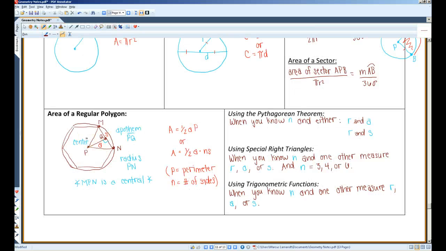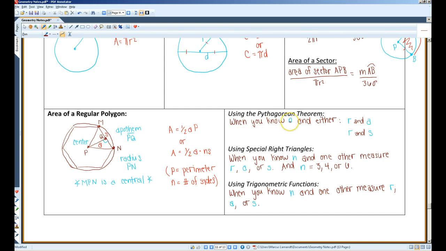A central angle of a regular polygon is an angle formed by two radii drawn to consecutive vertices of the polygon. And if you want to find the area of a regular polygon, you can use this equation or this equation. You already know that a is apothem, P is the perimeter of the polygon, and n is the number of sides. So depending on what information you're given, you can use either this equation or this equation.